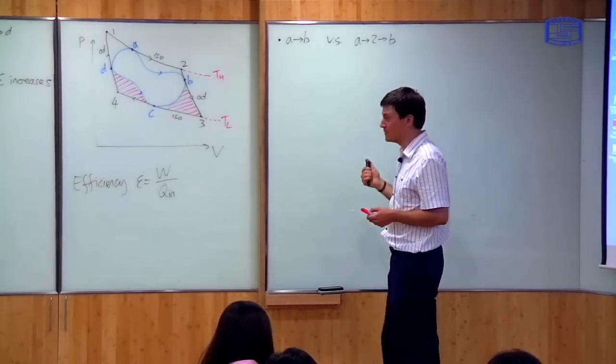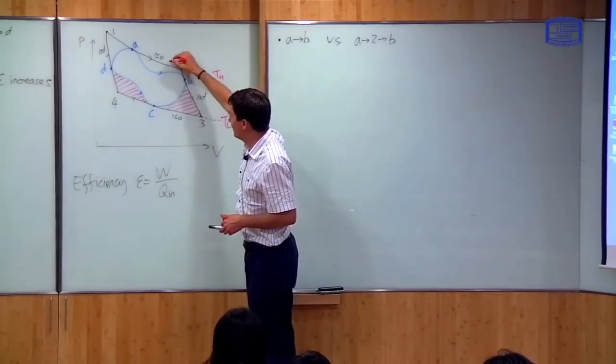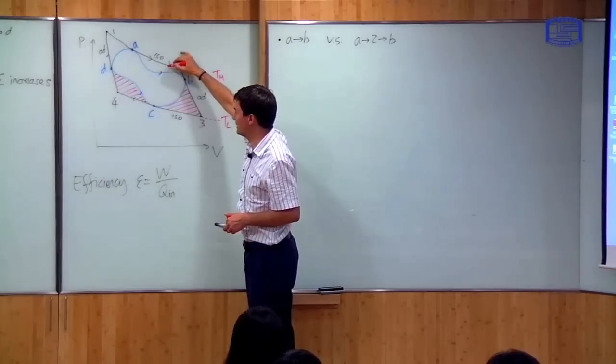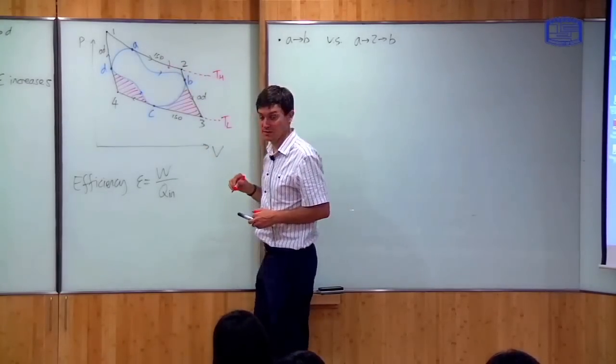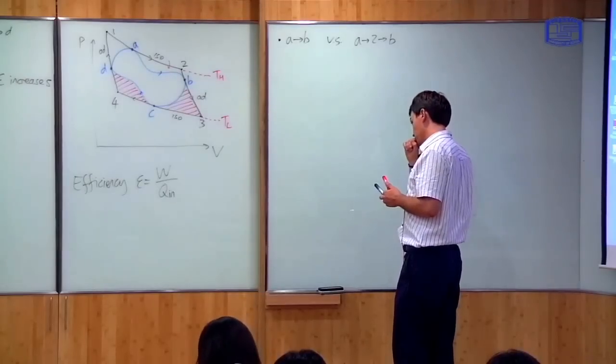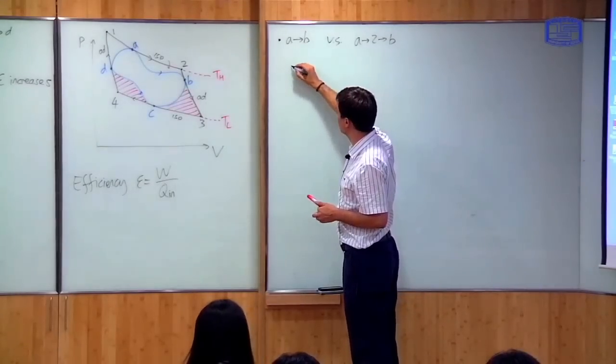Okay, now this one is slightly more tricky because in this stage the heat is going into the system, right? As I expand at constant temperature in the Carnot cycle, heat is going into the system. So it's no longer true that Qin equals zero. But we can still show that efficiency must be increased by the following argument.